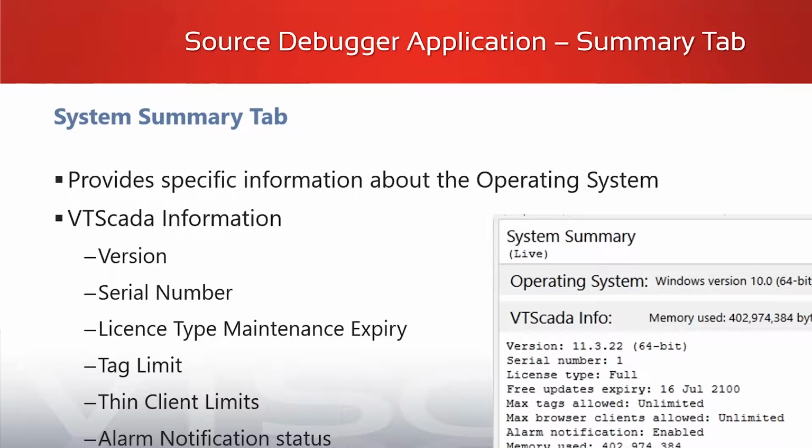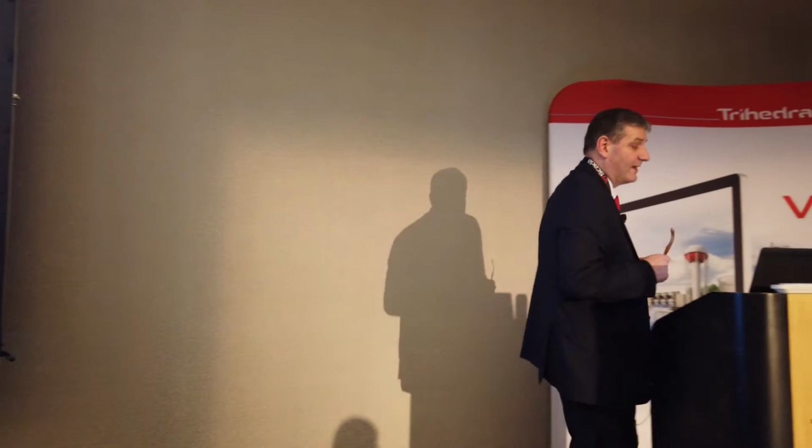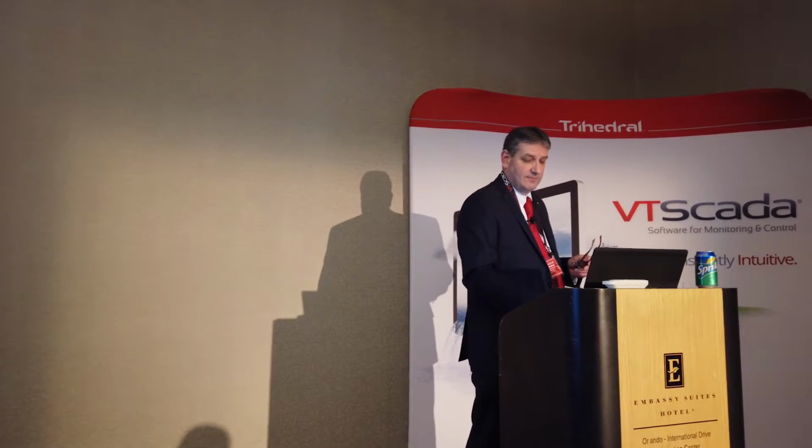A full license type. So that depends whether it's a runtime, a light version, or so on. My updates expire on the 16th of July, 2100. Wow, okay. I've got an unlimited number of tags. I've got an unlimited number of browser clients. I have alarm notification enabled and just a grab of the memory that's used. So, a nice little summary of what's happening in this system.